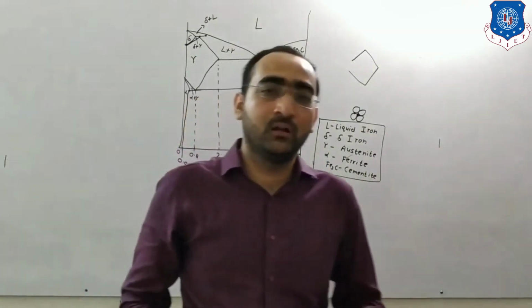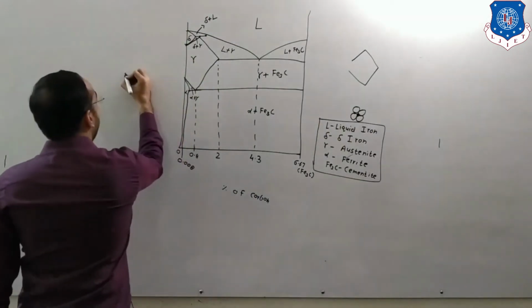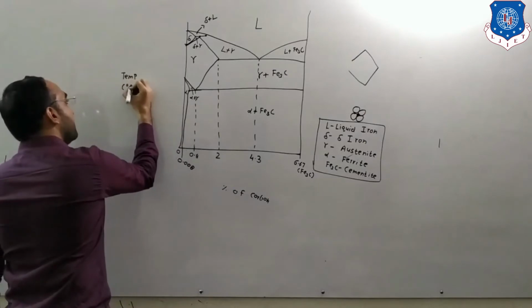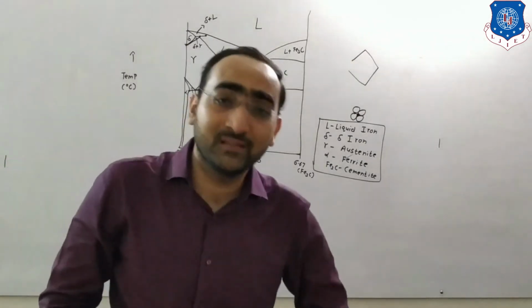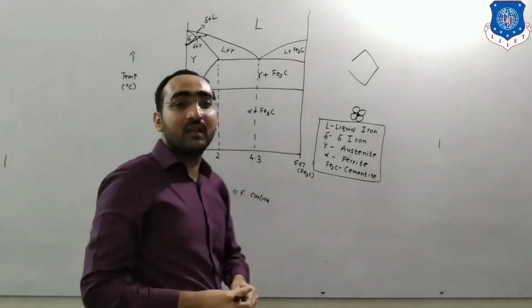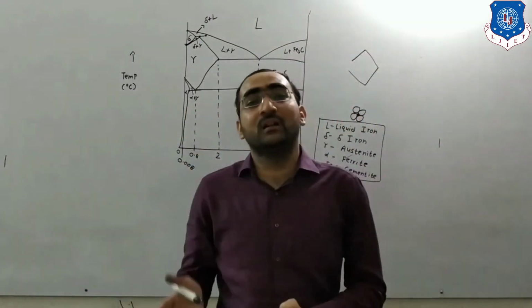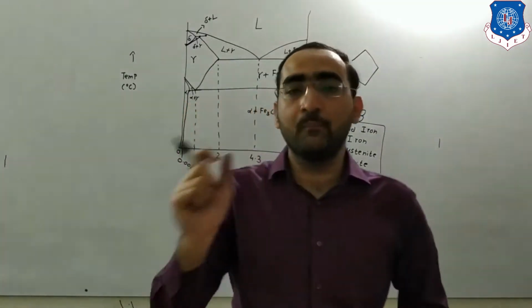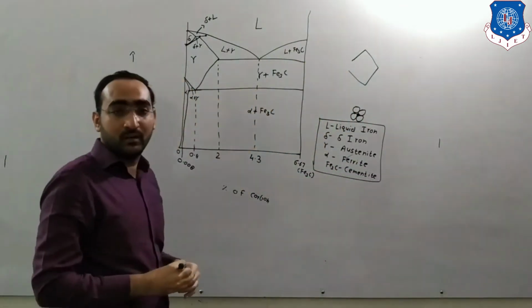Now the fourth part, that is the temperature line. Your temperature line is indicated in degrees Celsius. So your y-axis in the diagram is about temperature, because as we have told, this diagram shows the correlation between percentage carbon and temperature. So that at a particular temperature and percentage carbon, we are able to know the phase which is present.